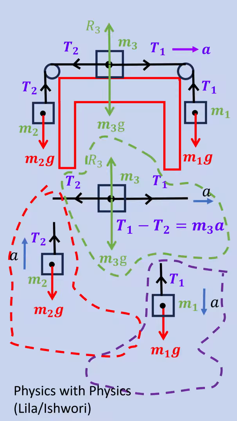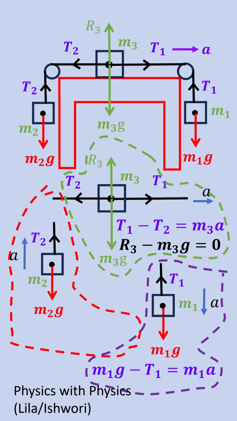For mass M3, there is horizontal force only. On the right hand side there is tension T1, and on the left hand side there is tension T2. That's why T1 minus T2 equals M3A. There is no motion in the vertical direction. That's why R3 equals M3G, or R3 minus M3G equals 0.